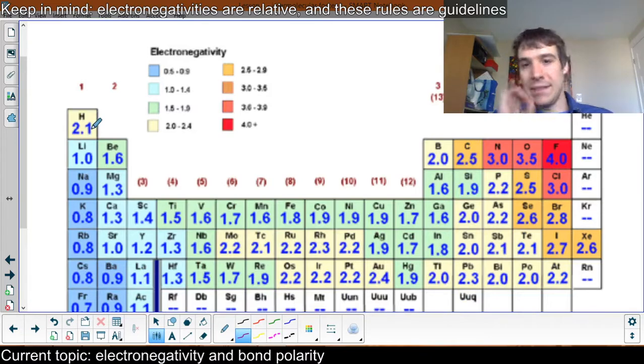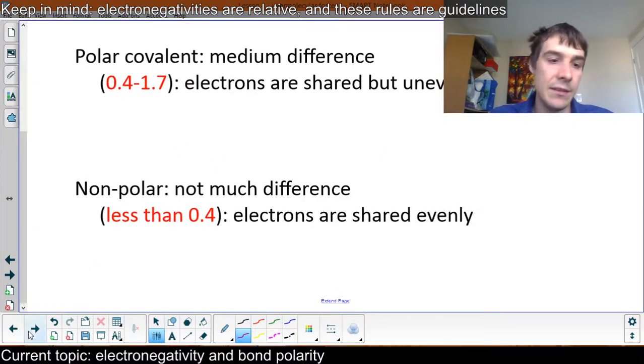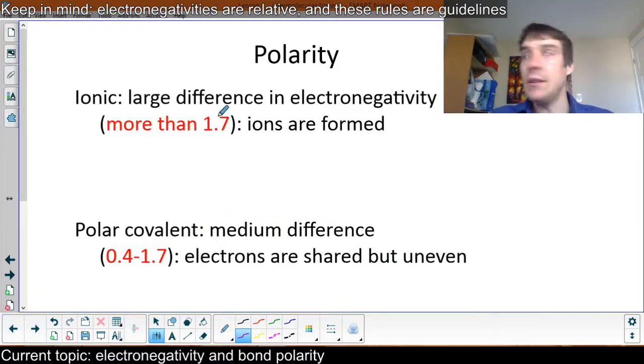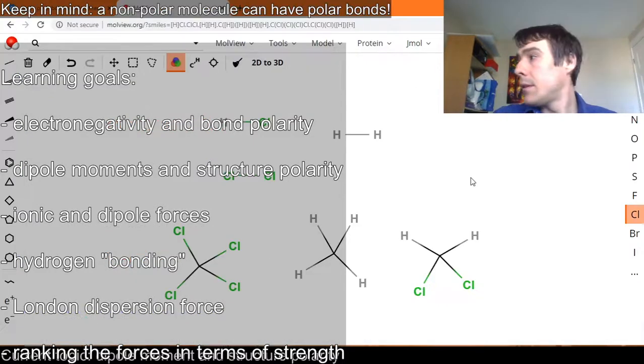It's a tiny, tiny bit polar, enough to cause some headaches in certain organic chemistry contexts, but most of the time it doesn't really contribute to polarity. So yeah, nonpolar less than 0.4. So that's bond polarity. That is the polarity of any individual bond. The next section, which we're going to talk about, is how that affects structure polarity. So I'm going to pause and get some stuff set up, and I'll be back in 2 seconds.